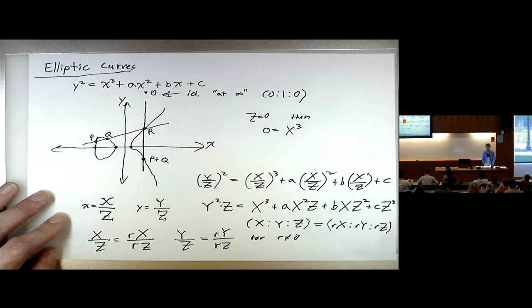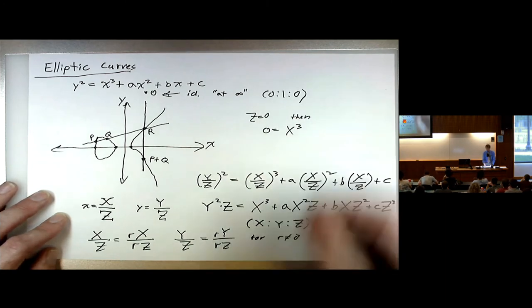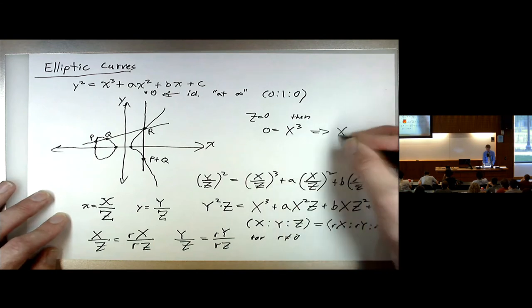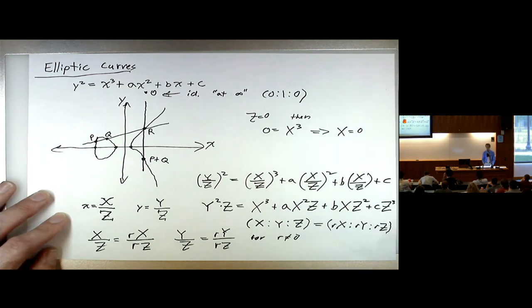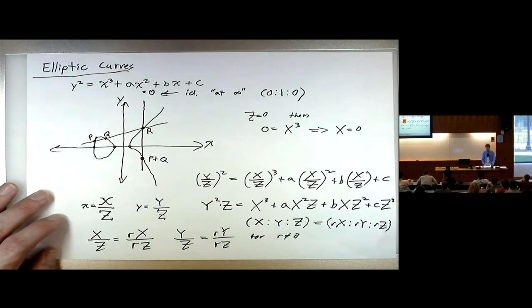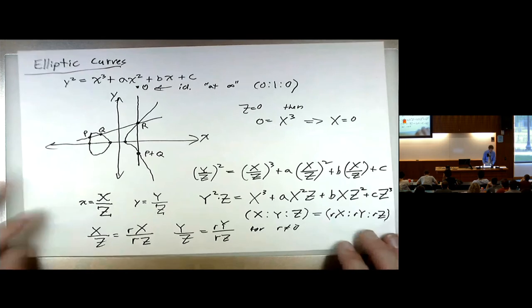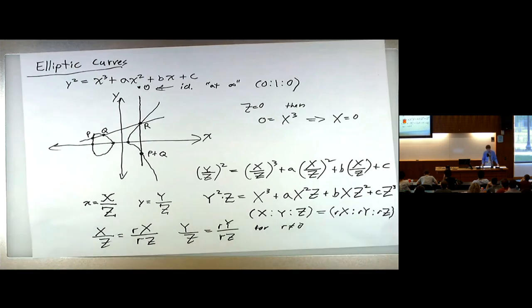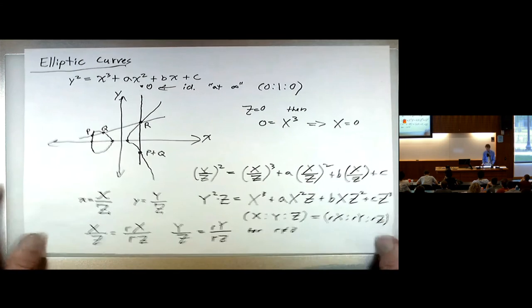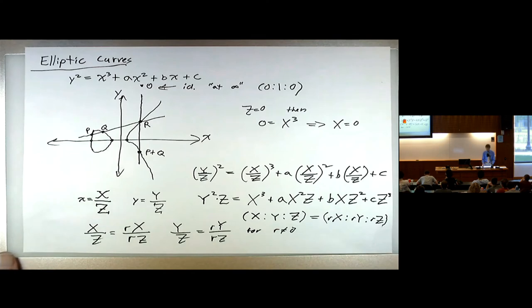I get 0 equals x cubed, which implies x equals 0, but I'm not allowed to have all three be 0. That's another rule we have, that x, y, z can't all be zero. So that is the basic point there.